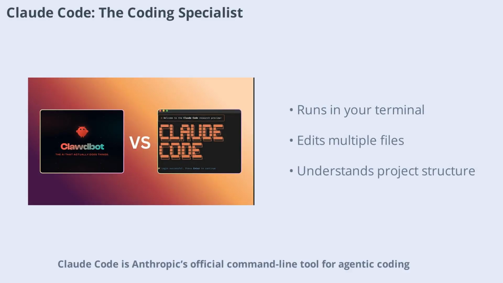Claude Code is Anthropic's official command line tool for agentic coding. You run it directly in your terminal, pointed at your codebase, and it helps you build, debug, and refactor your projects. It understands your project's structure, can edit multiple files, and even runs commands for you. If you're a developer who wants AI assistance without leaving your coding environment, Claude Code is built just for you.